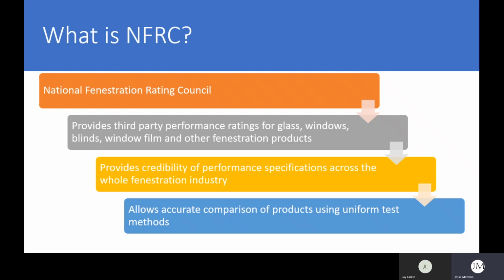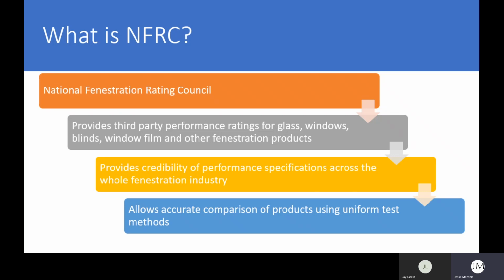The NFRC started certifying window films in 2006. This was a major step in bringing credibility to the window film industry and also allowing window films to be compared directly to glass. The NFRC is used by homeowners, rebate programs, utility companies, governments, architects, and building engineers. Anybody can go to the NFRC's website and look up specifications on a certified product.